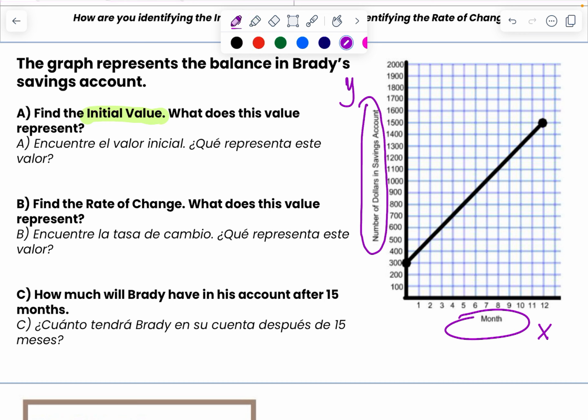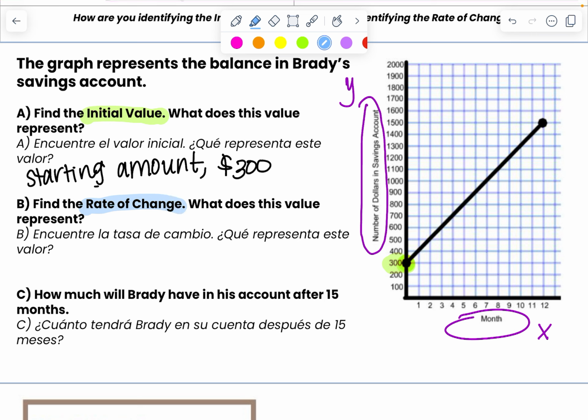Okay, remember initial value means starting amount. So, how much does Brady have in his account to start? Well, let's look at the graph. If we're starting, we're kind of at month 0 when he opens this savings account. So we're talking about right here, and we can see that he has $300 to start. He opens the account and has $300 to start. That's his initial value.